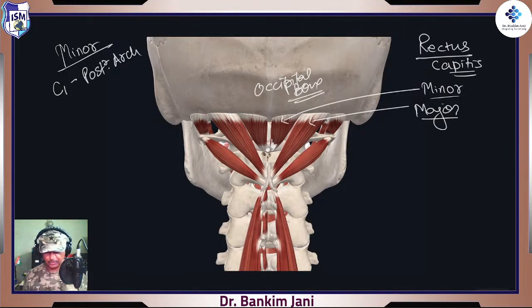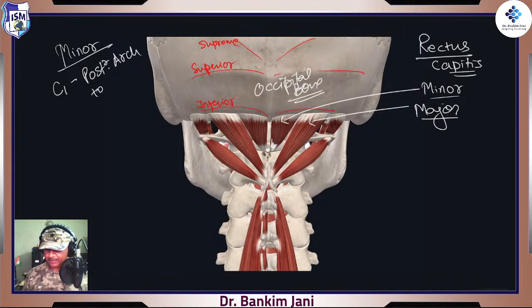Posterior arch. Two, we said that there are nuchal lines. This is the supreme nuchal line, this is the superior nuchal line, and then this one would be the inferior nuchal line, correct? This is supreme, topmost, this is superior, and this one would be the inferior nuchal line. You have said everything about it, with so much clarity, that this minor lands on the posterior arch of C1.